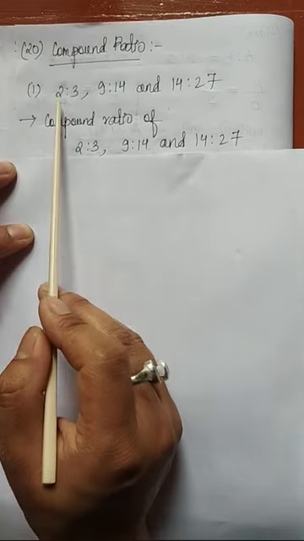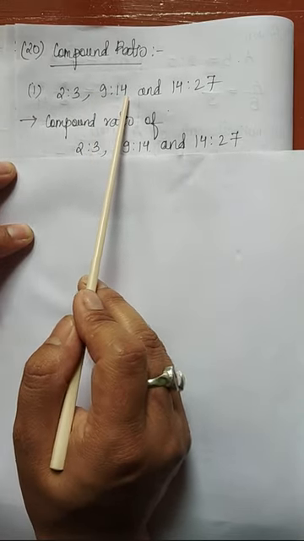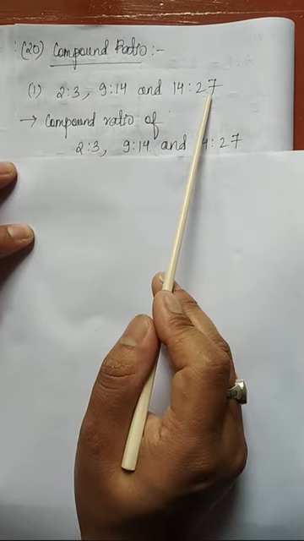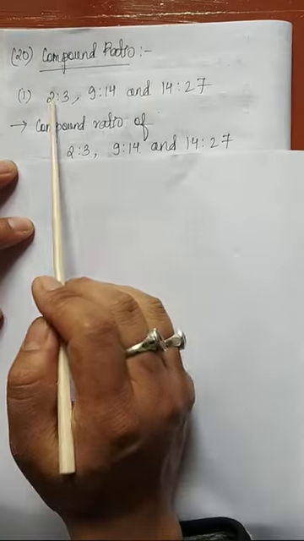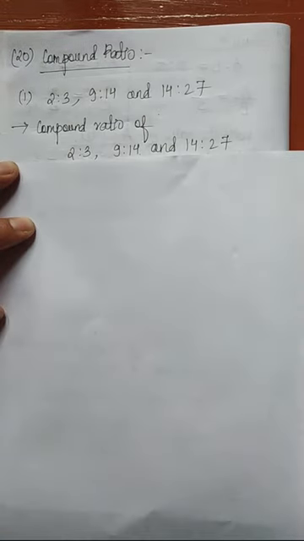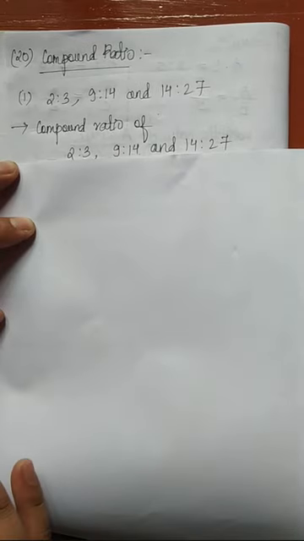Okay, the question is, find the compound ratio of 2 is to 3, 9 is to 4, and 14 is to 27. So we need to find the compound ratio of these 3 ratios. Okay, now compound means to bring them together. Compound means to add or bring them together. Now find the compound ratio of these 3 ratios.